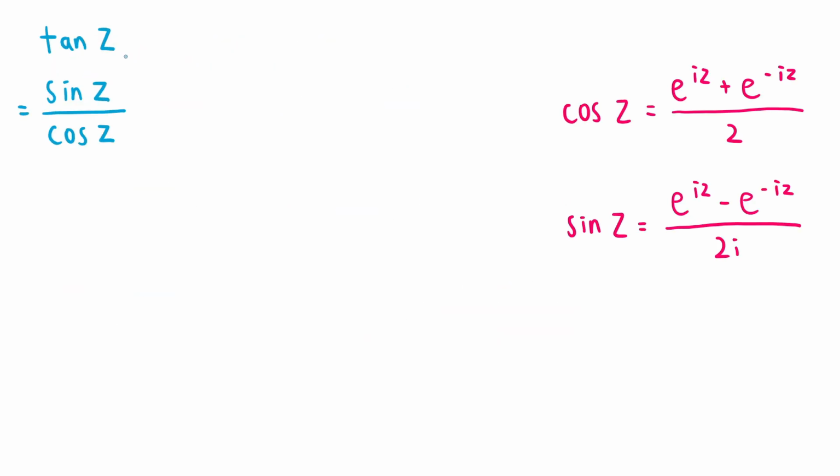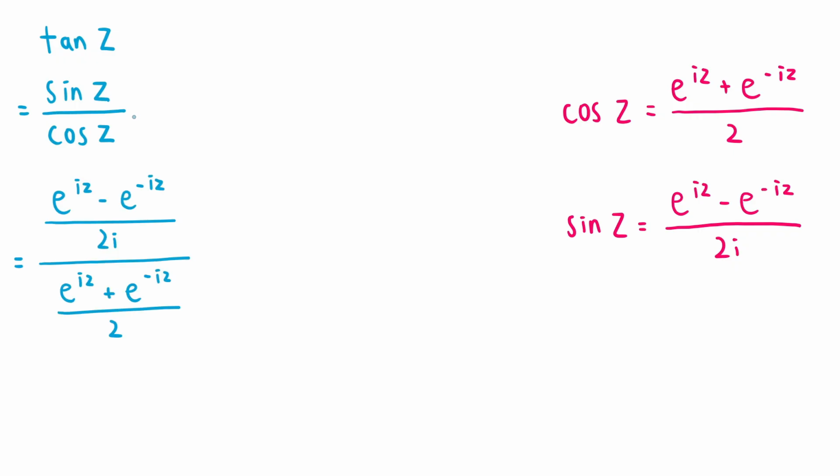Tangent of z is defined by sine of z over cosine of z, just like in the real numbers. So we just have to plug in the definitions of sine of z and cosine of z that we just worked out to find a definition for tangent of z in terms of the exponential function. If we plug in the definitions, the expression becomes e to the iz minus e to the negative iz over 2i divided by e to the iz plus e to the negative iz over 2. If we multiply both the numerator and denominator of this complex fraction by 2i, the expression becomes e to the iz minus e to the negative iz over i times parentheses e to the iz plus e to the negative iz.